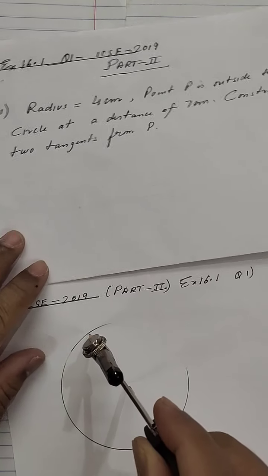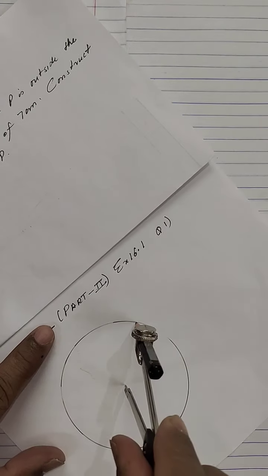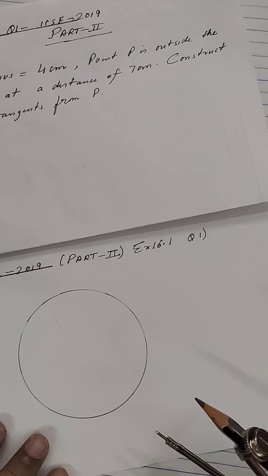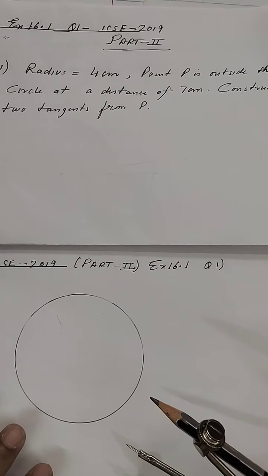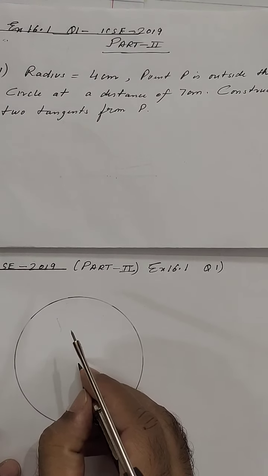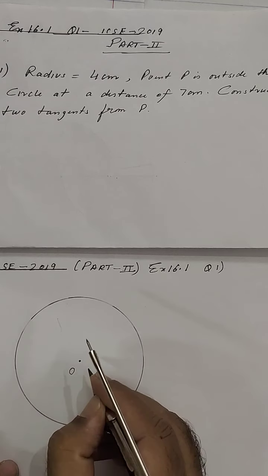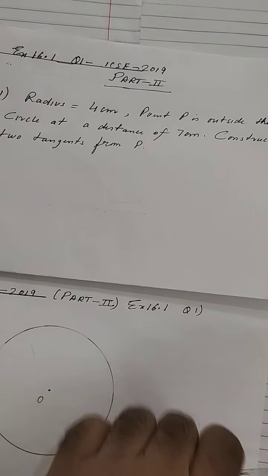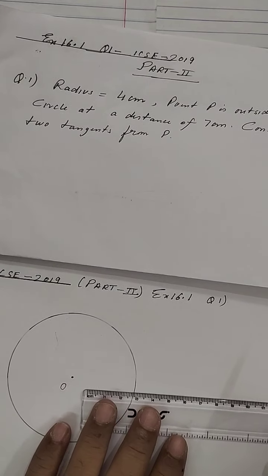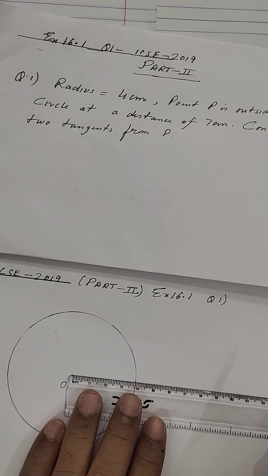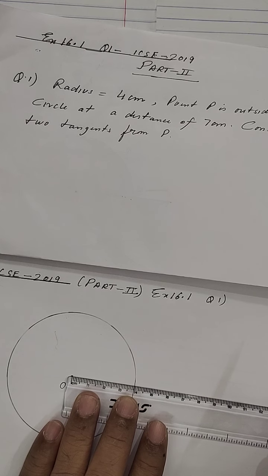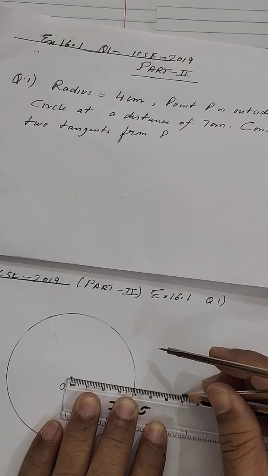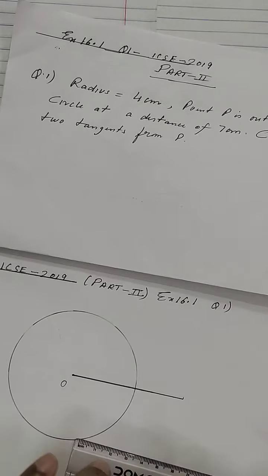Actually you should not hold this part, but since I have got limited space because to my left is the stand to hang the camera, so this is a very important part. You need to mark the center. This is 4 centimeter and the distance, last question was 6 centimeter, now we have 7 centimeter, children. So you have to take one point P outside at a distance of 7 centimeters. Mark this nicely. This point will be P, and join P with O.